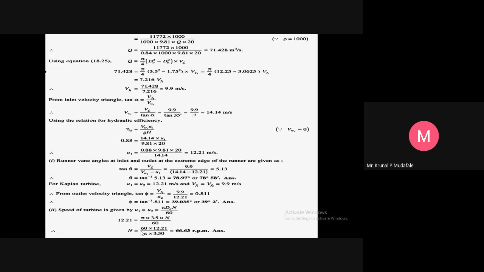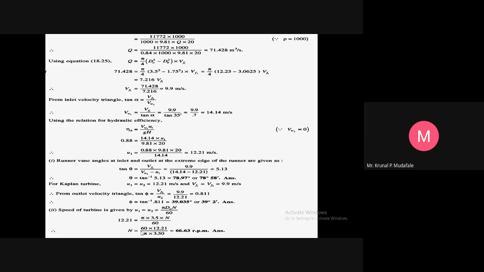So I hope everyone is getting this numerical. In this numerical, only two targets are asked. First one is the vane angle at the inlet and outlet, that is theta and phi, and another is the speed of the turbine, that is rpm. Okay, so how can we achieve this speed in terms of the inlet and outlet velocity in terms of theta and phi?